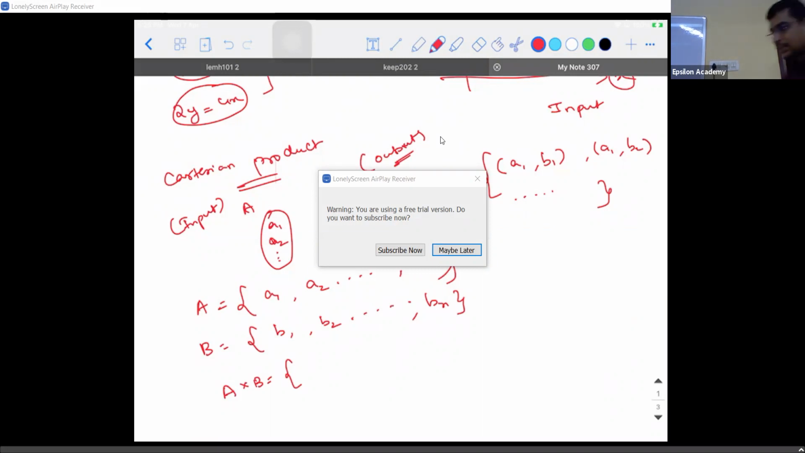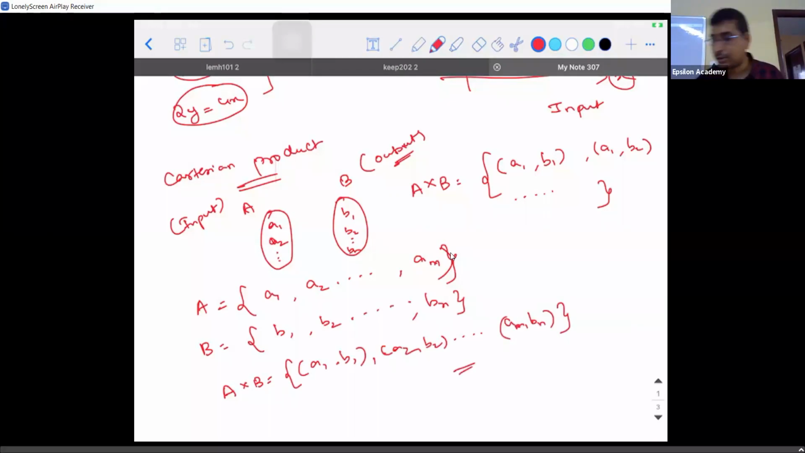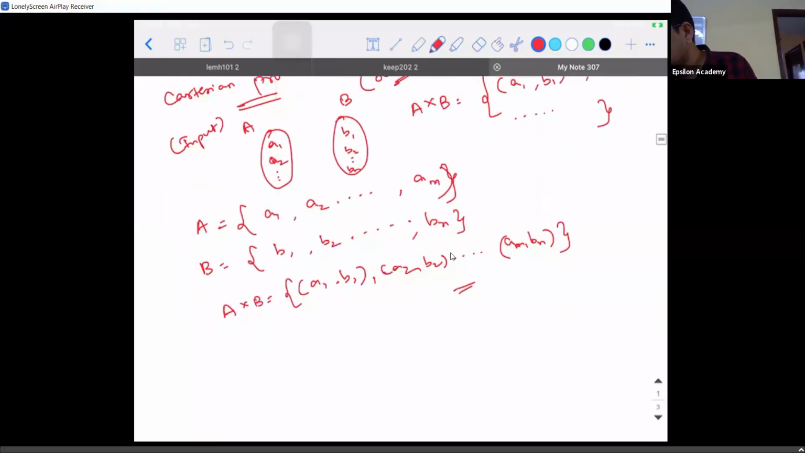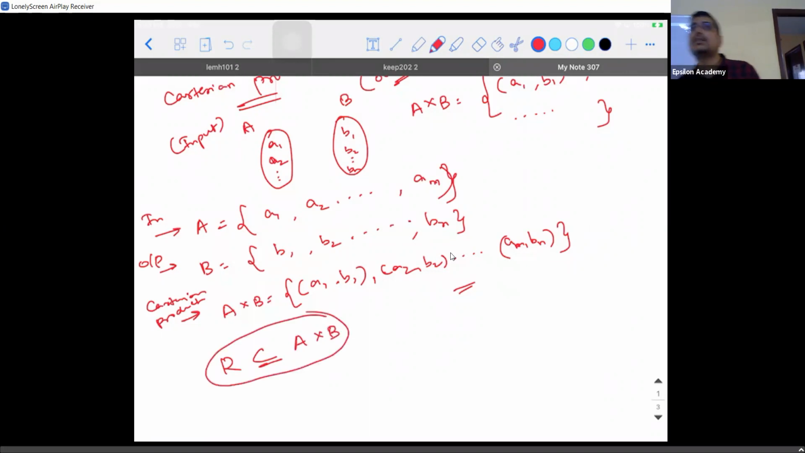Right, so what is the answer? Cartesian product means it is a set of ordered pairs. Okay. So you will have (a1, b1), (a2, b2), and so on till (am, bn). I hope this point is clear. Then what is the relation? This input, output, Cartesian product, then if I need to call something a relation, it is a subset of A cross B, then this is what I can call a relation.